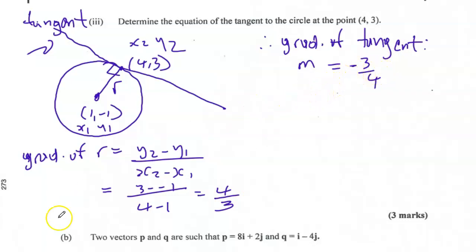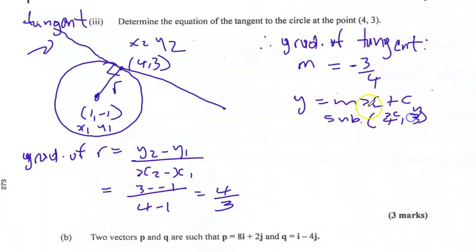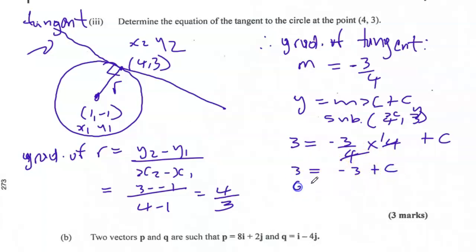So hence, we need now to find a constant. Alright, so we can use y equals mx plus c. And we substitute the point the tangent passes through, (4, 3). So 4 for the x, 3 for the y. M is negative 3/4, times 4 for the x, plus c. So 3 equals negative, well, 4 into 4, that's 1, right? So negative 3 plus c. If we add 3 to both sides, c is 6.